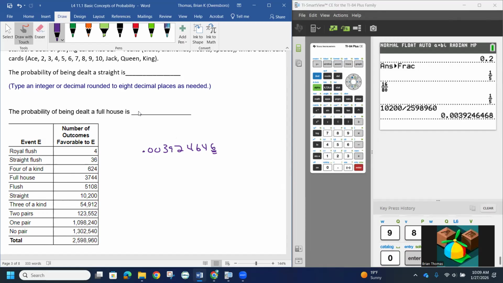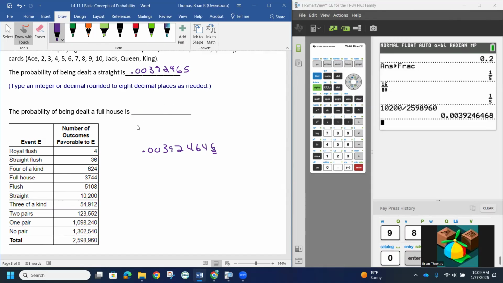So when we write the answer, then it's going to be 0.0039246, but that 4 there's got to move up to a 5. So would that be 8 places now? 1, 2, 3, 4, 5, 6, 7, 8 places. So that would be the probability of being dealt a, oops, I put that in the wrong spot though. We want to do a straight here. So that's up here, 0.00392465. 1, 2, 3, 4, 5, 6, 7, 8.